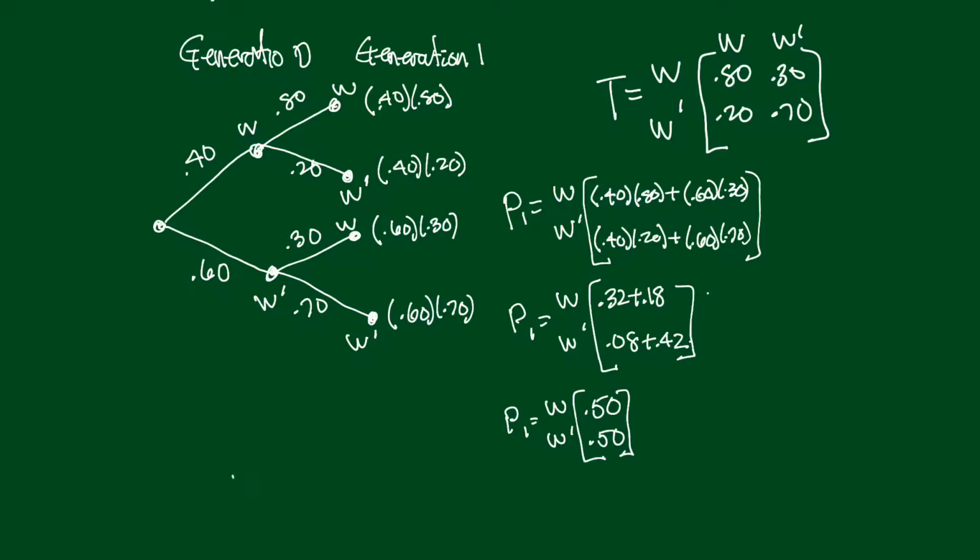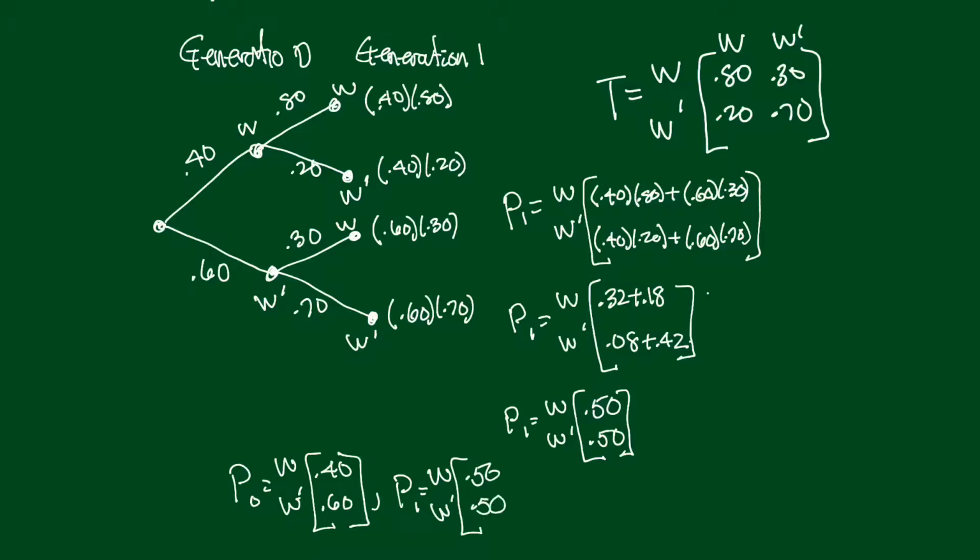So here's where we are right now. We've got P sub 0, P naught we call it, working, not working. This is the percentages for the mothers. Started off 40% working, 60% not working. Then we go to their daughters. And now what we found was working, not working, and this is going to be 50%, 50%.